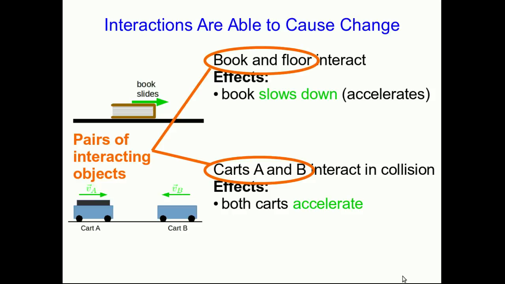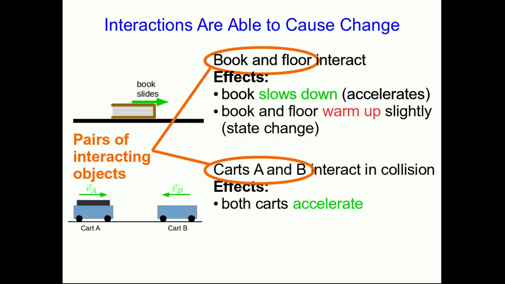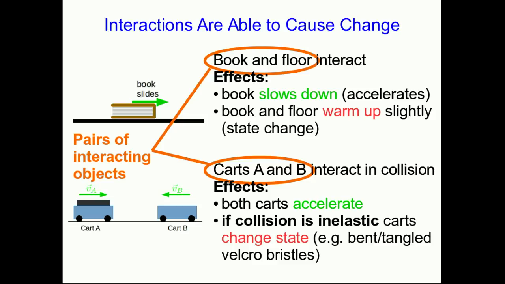But the accelerations of the carts or of the book aren't the only effects of these interactions. The book and the floor also warm up slightly, and you know that if there was no friction, which is the particular interaction we're talking about for the book, then no warming up would happen. Similarly, if the collision between the carts is inelastic, then the carts will somehow change state, even if that's a very subtle change of state like bent and tangled Velcro bristles. But either way, if the interaction hadn't occurred, the state change in the objects wouldn't occur. So interactions, as well as causing things to accelerate, can cause state changes, which is how we recognize that energy is transforming from one form to another.